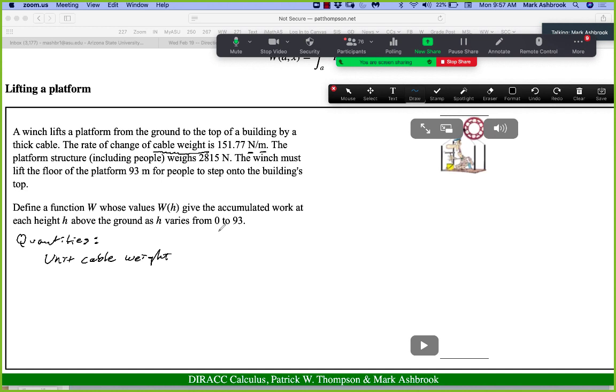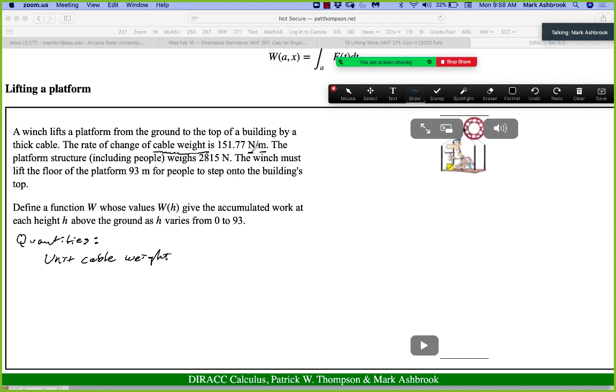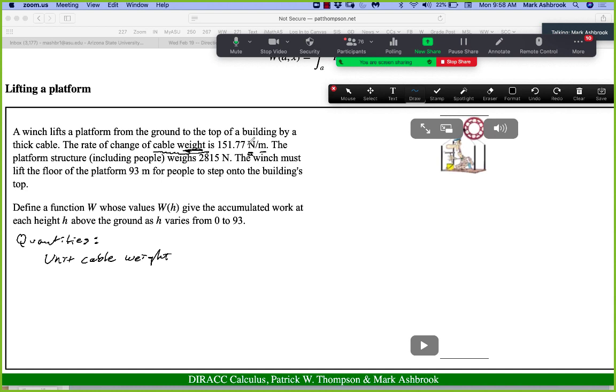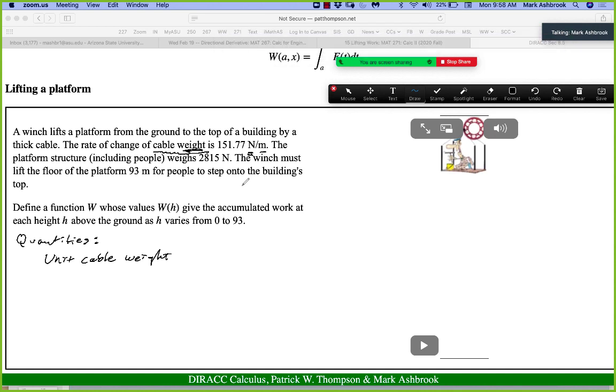Newtons is a weight measure. So yes. By saying the cable weight, that is gravitational force. That's what weight is. It's the force of gravity on the object. So gravity pulls on every meter of cable with 151.77 newtons of force, and that's the weight of 1 meter. Okay, got it. That makes sense. Cool. All right, what other quantities are involved here?